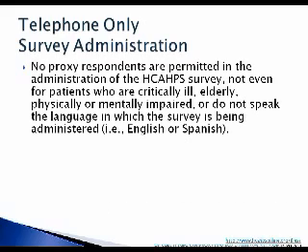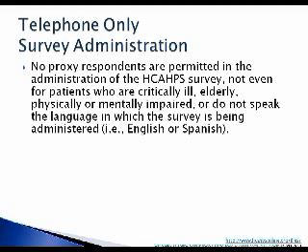No proxy respondents are permitted in the administration of the HCAHPS survey, not even for patients who are critically ill, elderly, physically or mentally impaired, or do not speak the language in which the survey is administered. And here we have listed the 2 administrations of our survey, which are in English or Spanish.